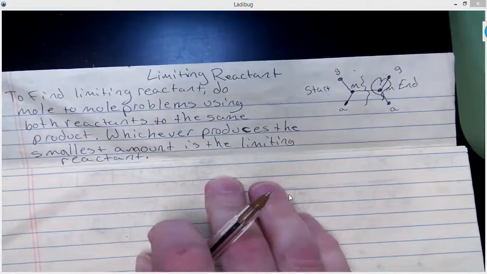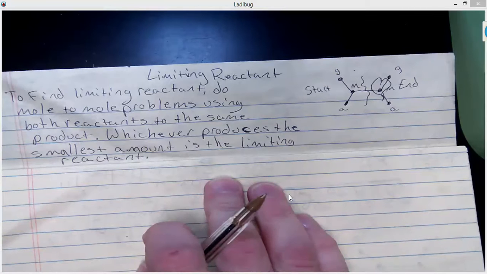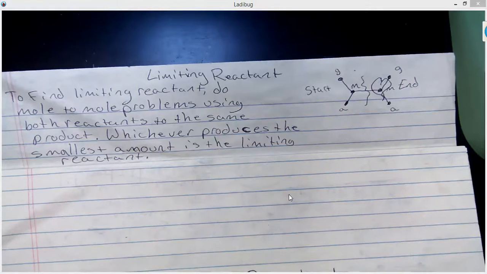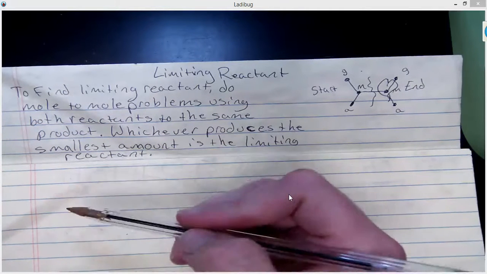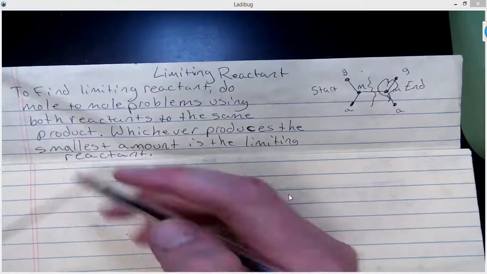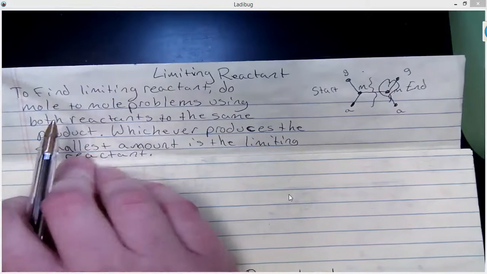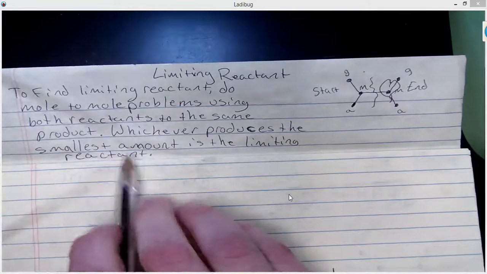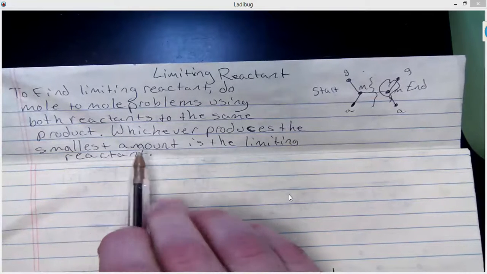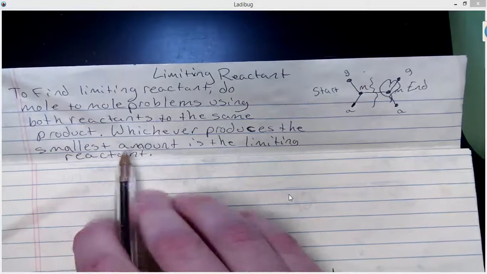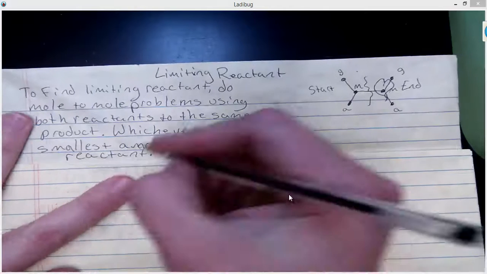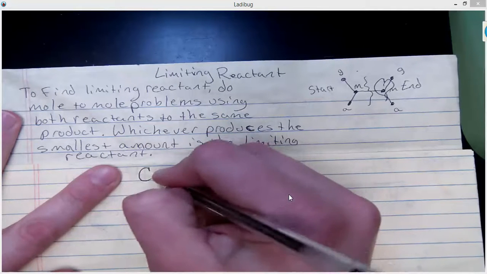Just think about it like you're making a batch of cookies, and you have flour and water and eggs and everything you need to make cookies. But if you only have 2 cups of flour, you can only make enough cookies for that 2 cups of flour. So whatever the smallest amount is, that's the limiting reactant. So again, just like before, we're going to start with a balanced equation.